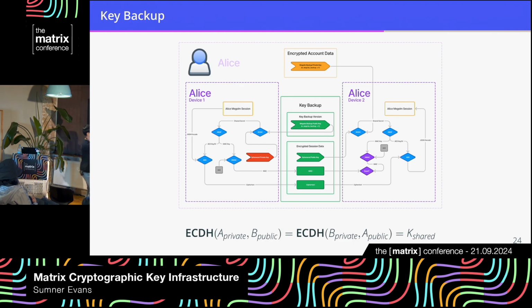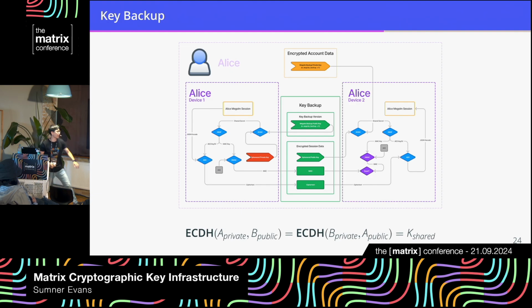So encryption uses these two. Decryption uses these two. The critical thing to note is that you need this private key, the backup private key, in order to get to your sessions. If you don't have that, you're not going to be able to decrypt key backup, and it's useless. Okay?